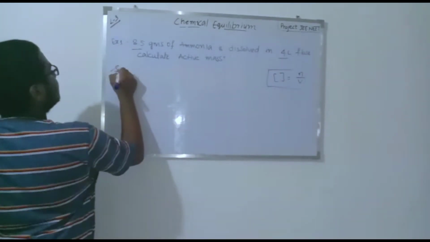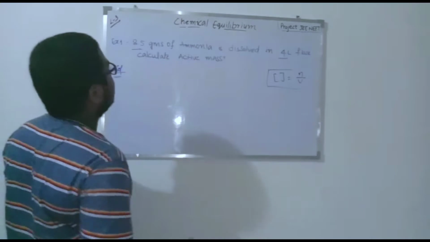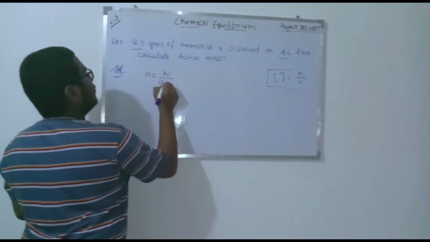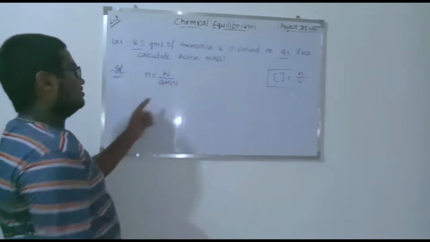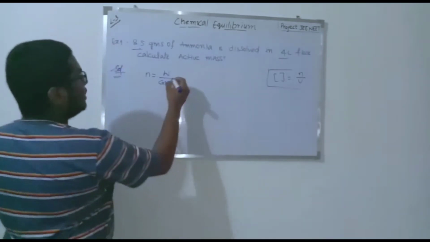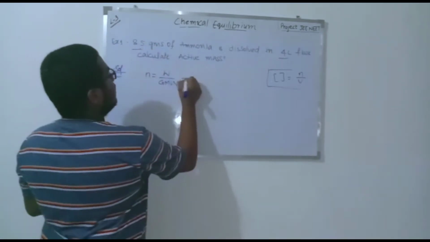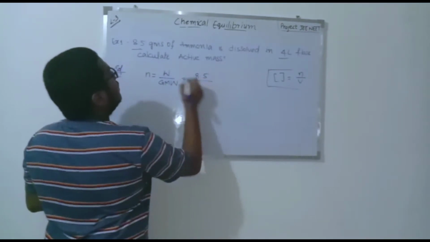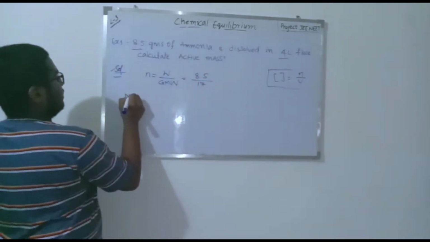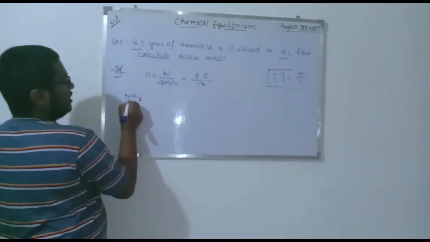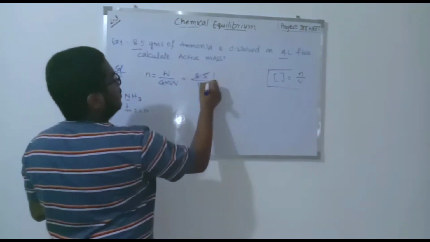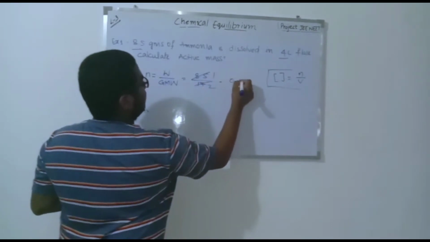So by these given measures, we can take n is equal to weight by gram molecular weight. This has been taught to you in the previous lower classes. Here the given weight is 8.5. The gram molecular weight of ammonia, NH3, is 17: nitrogen is 14, plus 3, that is 17. So 8.5 by 17 gives 0.5 moles.